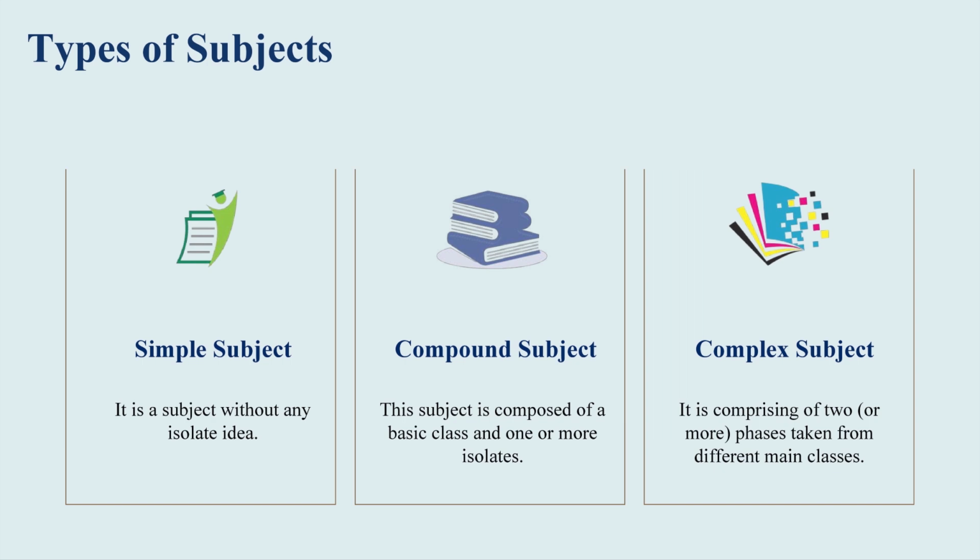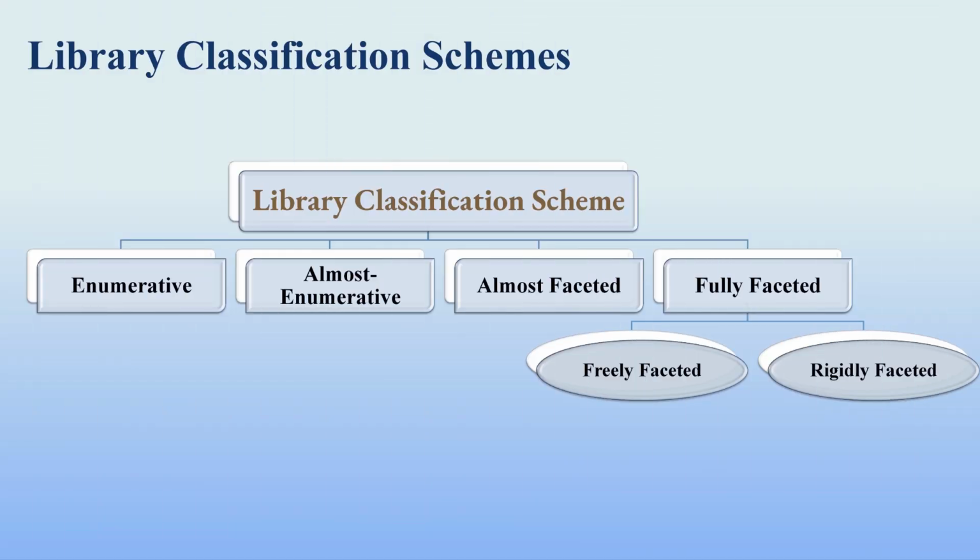As we are classifying the subject of a document, we need some particular standard to classify it. There are different types of classification schemes, which we can classify into four broad categories. Firstly, the enumerative scheme of classification. You have heard about the Library of Congress classification scheme; it is an example of an enumerative classification scheme. The second one is the almost enumerative classification scheme. The Dewey Decimal Classification is an example of such a scheme.